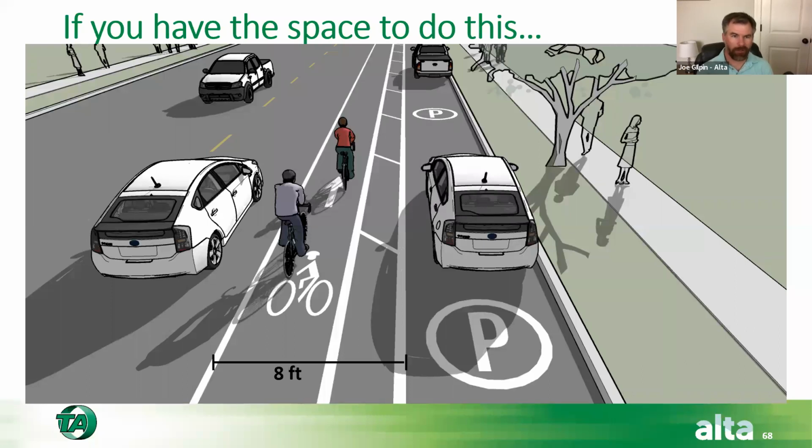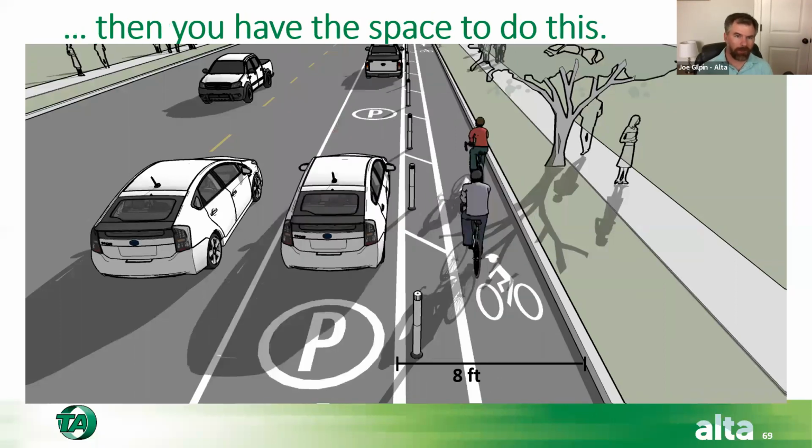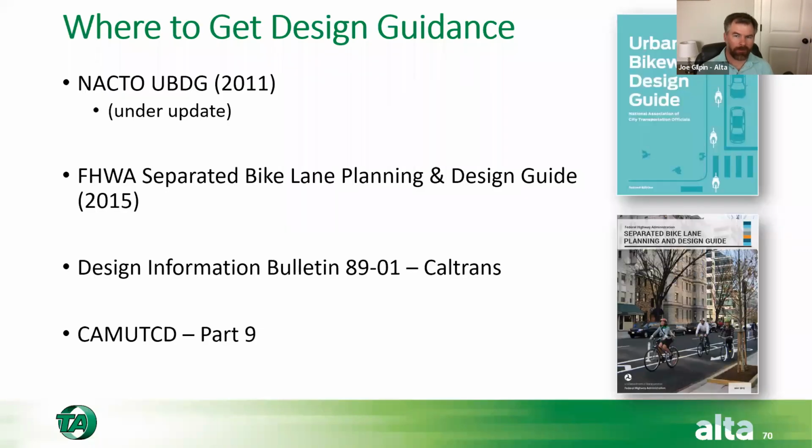So the general question becomes, if we have enough space to do a buffered Class 2, then we probably also have enough space to turn that into a Class 4. And what does that really mean? So again, these are the design manuals that are out there that you can use. And this has the design information bulletin from Caltrans, which is 89-01. A lot of good information in there. I was actually impressed with how succinct and simple that was to reference.